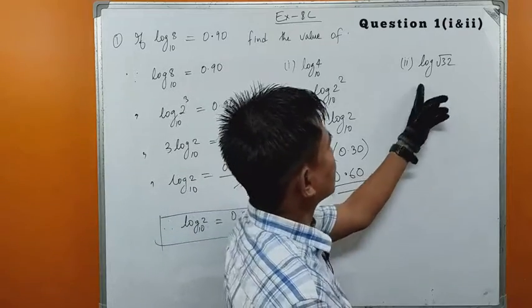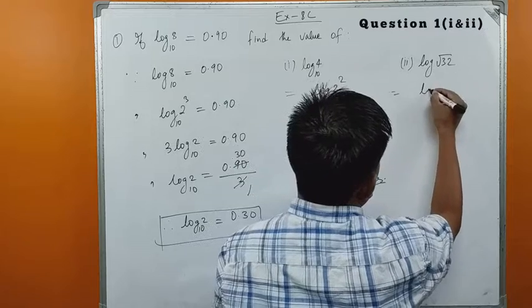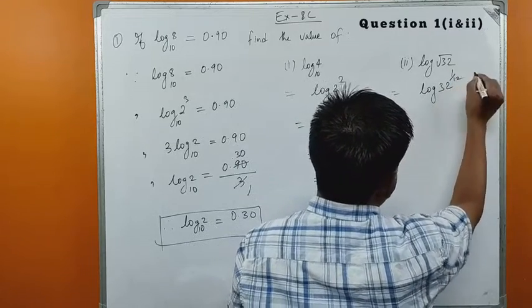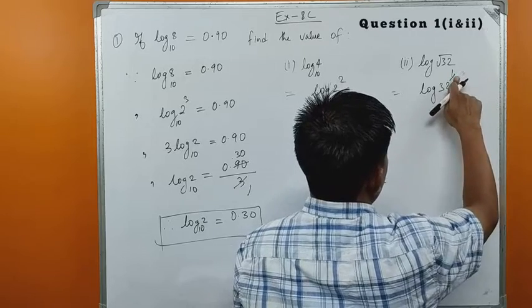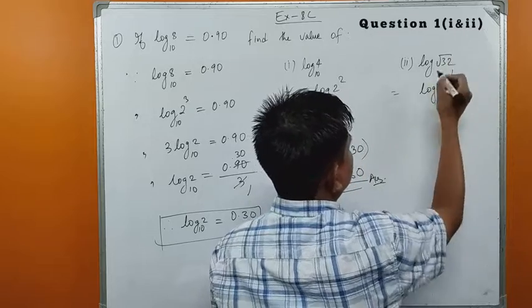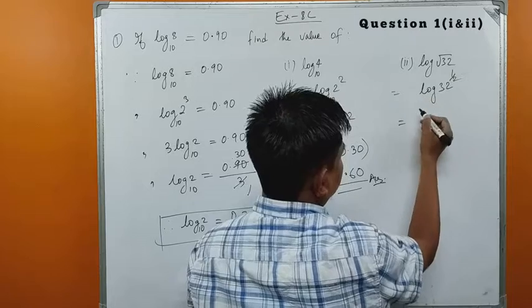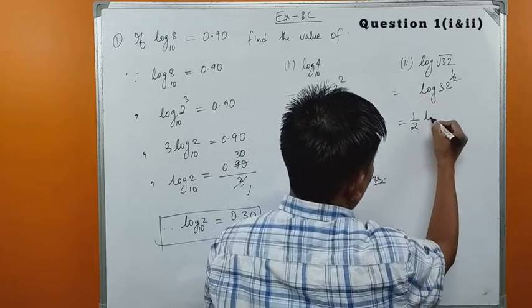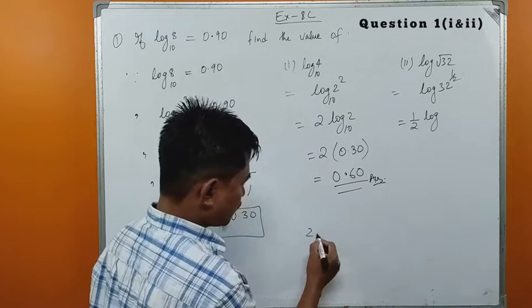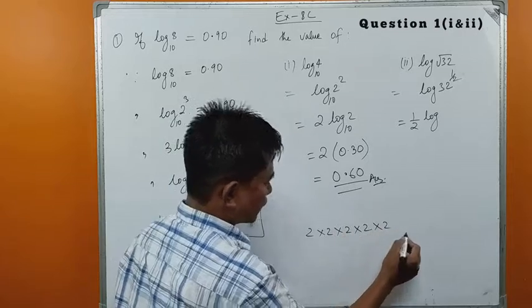Now we will solve this question as well. So log root 32 means log 32 to the power 1 upon 2, isn't it? 1 upon 2, okay, not 1 upon 12, 1 upon 2. Root means 1 upon 2, isn't it? Now we write this 1 upon 2 in the front, 1 upon 2 log 32, and 32 means 2 to the power 5, isn't it? 2 into 2, 4, 4 into 2, 8, 8 into 2, 16 into 2, 32.